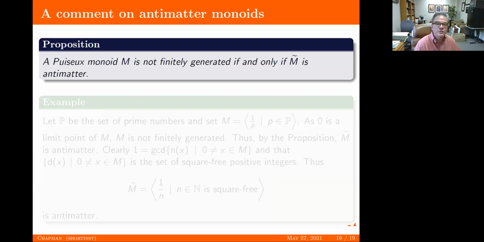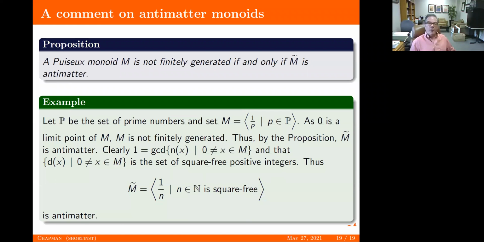And let me close with a result about the root closure. A Puiseux monoid is not finitely generated if and only if its root closure is antimatter. So you now have a machine that will spit out antimatter monoids really quickly. And again, I don't know if you've ever thought about this. When I first started studying these things, the antimatter idea really disturbed me. But now there's an easy way to approach it with this result.